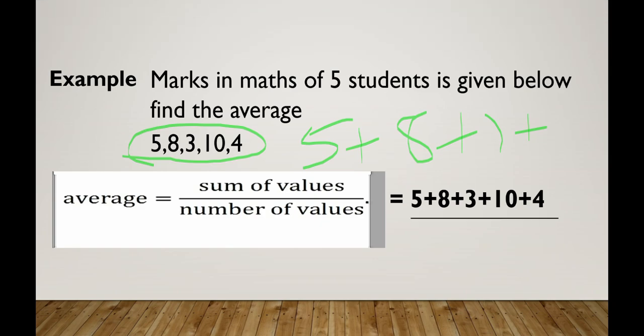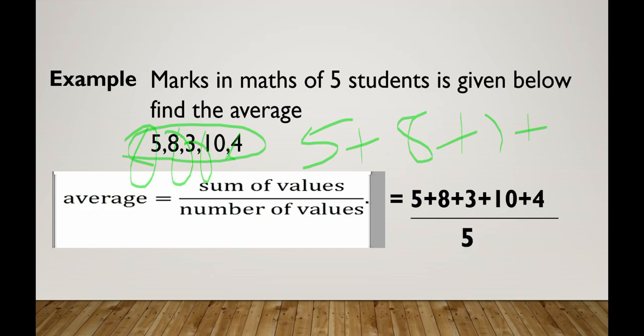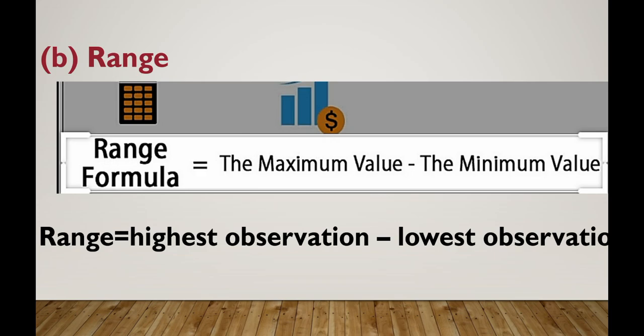Divided by number of values. How many values are there? You can see 1, 2, 3, 4, 5 values are there. So you have to divide by 5. So the answer will be 30 divided by 5. Answer is 6. Easy, right? Just add all the values and then divide by the number of values. That is mean.